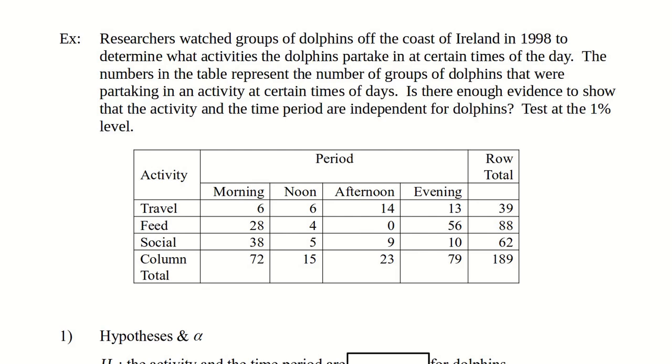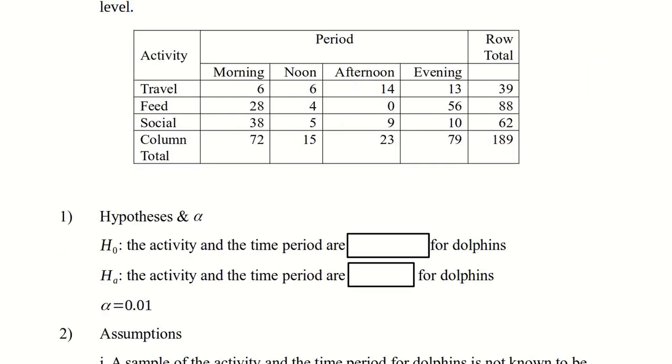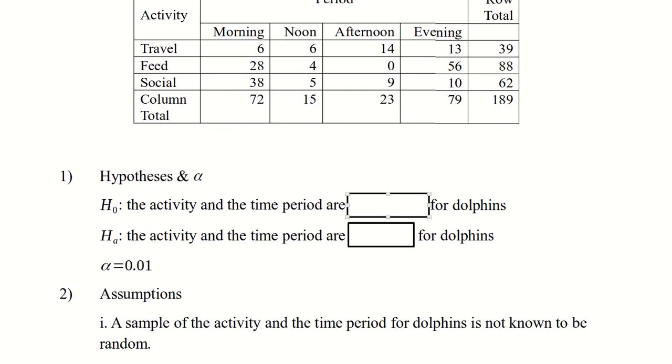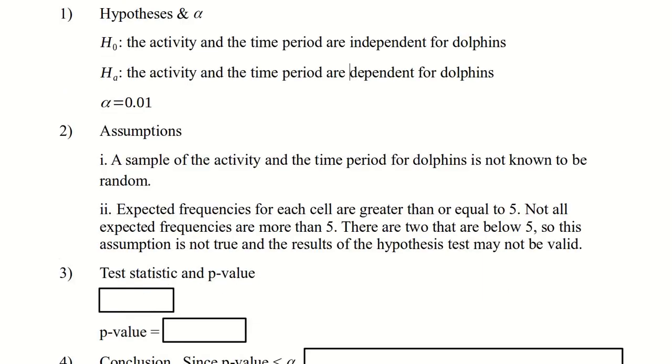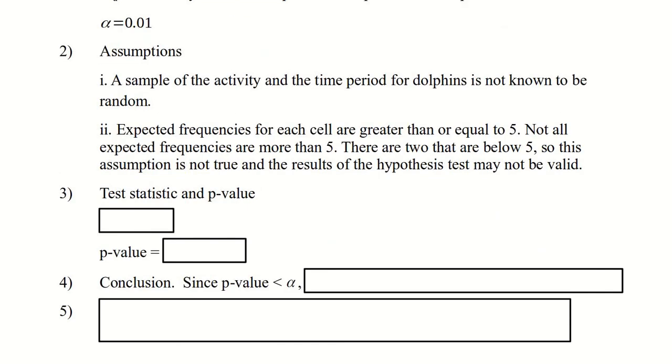We're asked to test, so we're doing a hypothesis test, whether there is evidence to show that the time and activity are independent. So that will be our null hypothesis. We're also asked to test at a 1% level of significance. So our hypothesis is that the activity and the time period are independent for the dolphins, and the alternative hypothesis is that they are dependent. Our alpha is 0.01. We should say that we were never told whether this sample is random, and for that reason, this may not be a valid test.